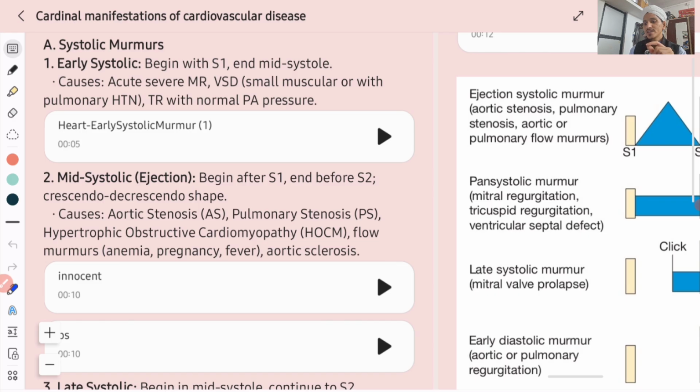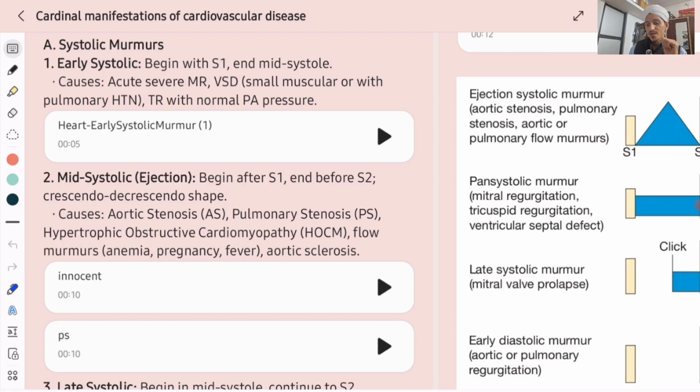What you are noticing in this sound is a triple sound along with one murmur. Because there is regurgitation, there will be an S3 sound also here, because there is severe mitral regurgitation. If you remember part one of this lecture, in regurgitation there will be an S3 sound because of excessive volume of blood. So there is a triple heart sound because of S3, and there is an early systolic murmur because of mitral regurgitation.